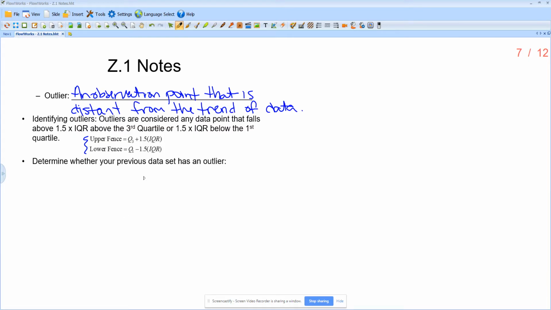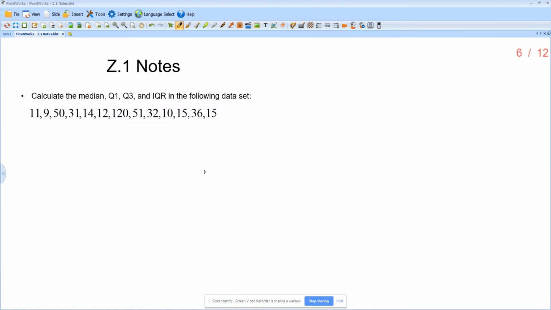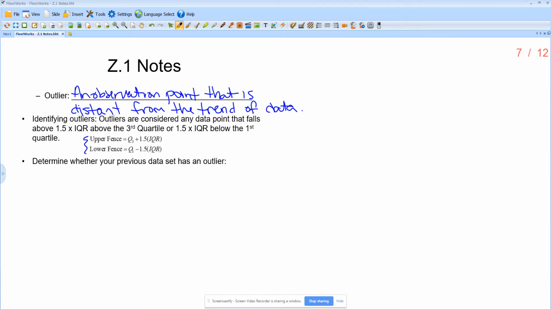Then we're going to determine whether your previous data set has an outlier. So we're talking about this set of data, and I'll do that in the examples since I'll continue using that same one. I'm going to need all that information anyways.